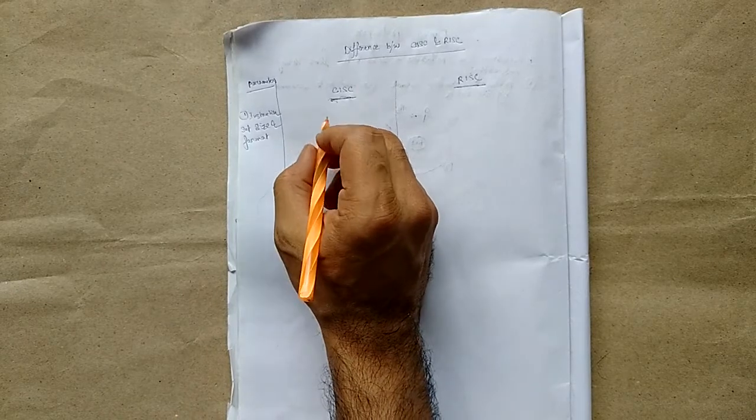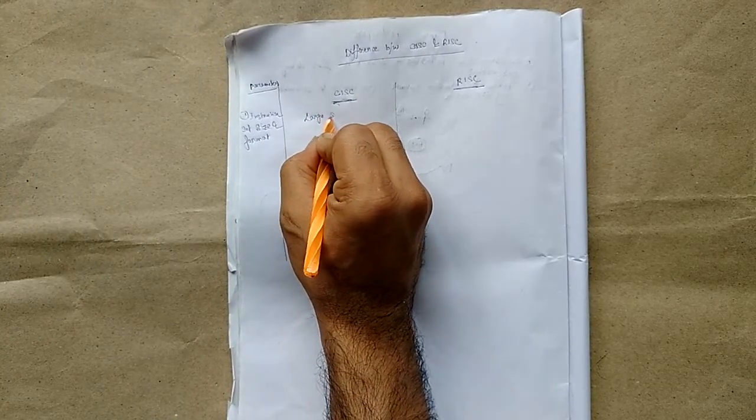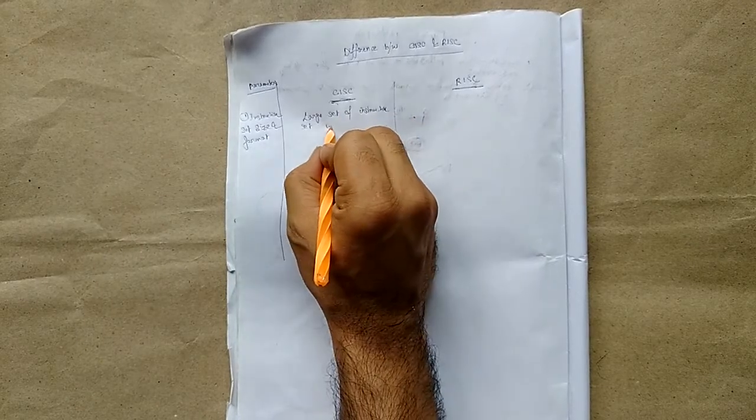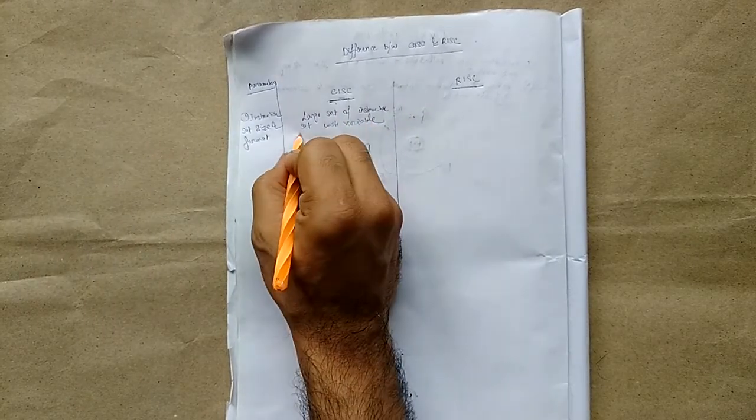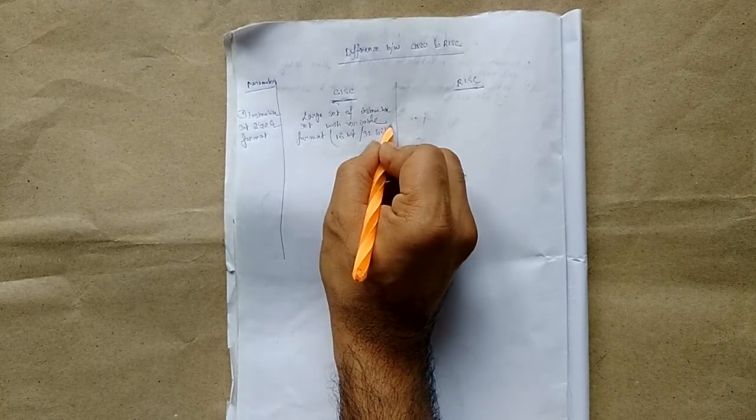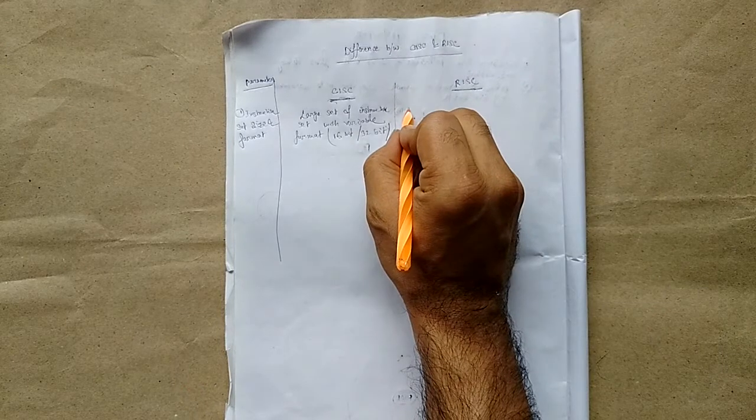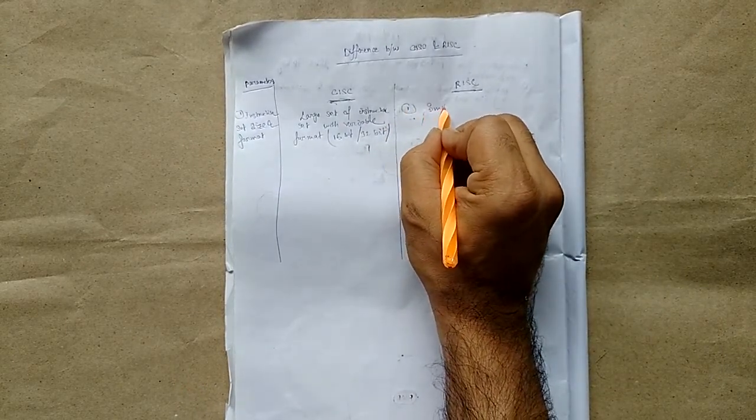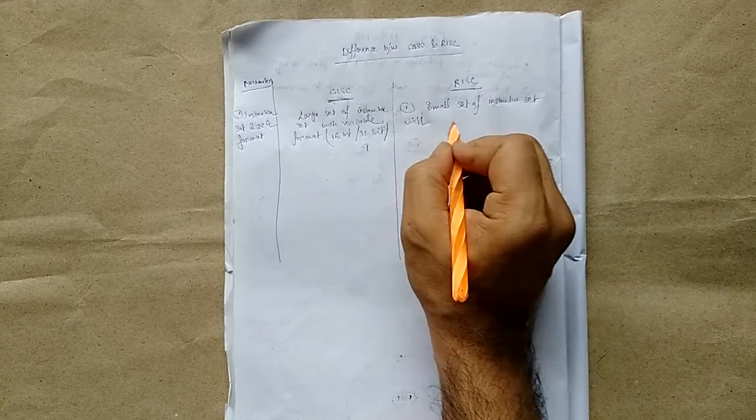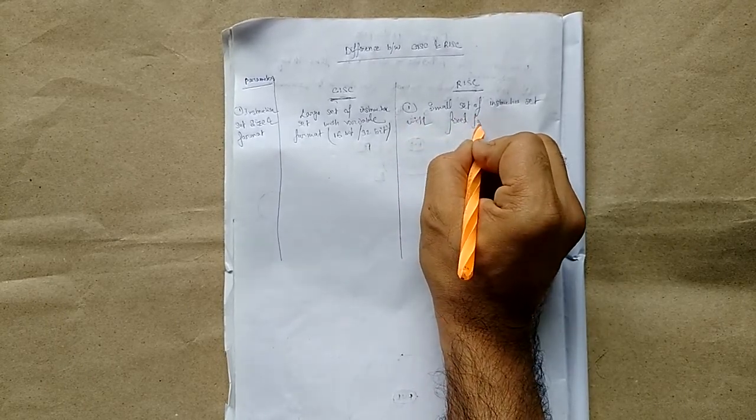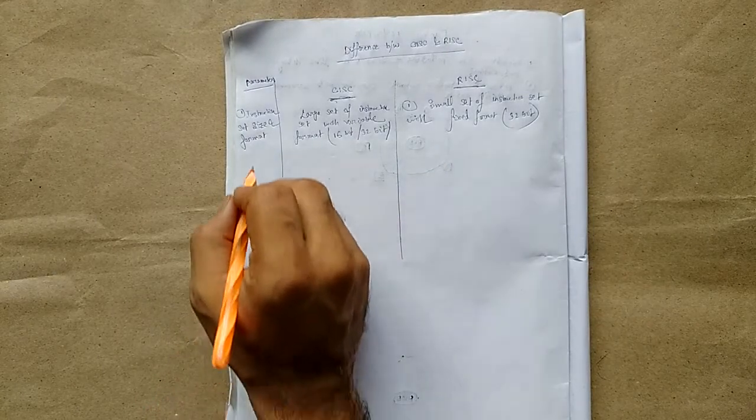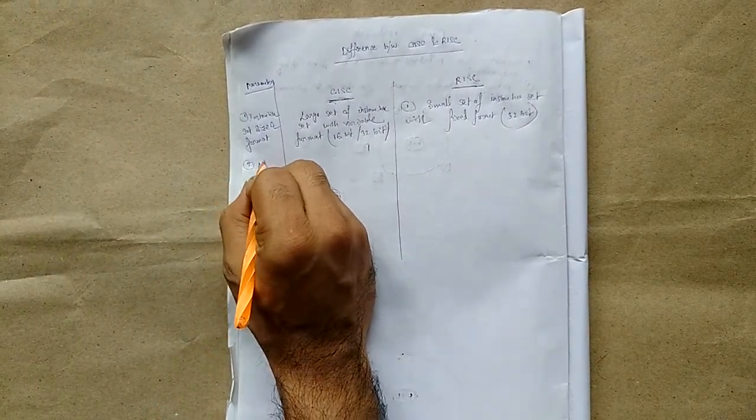So, in case of CISC architecture, it will be a large instruction set with variable format. That means it may be 16 bit or it may be 32 bit per instruction. Now, in case of RISC, this is a small instruction set with fixed format, and it can understand a size of 32 bit.